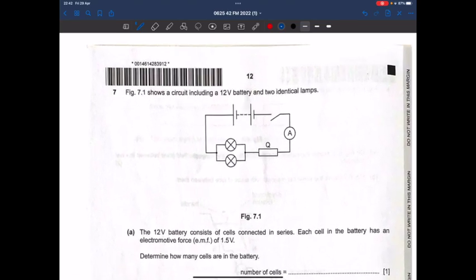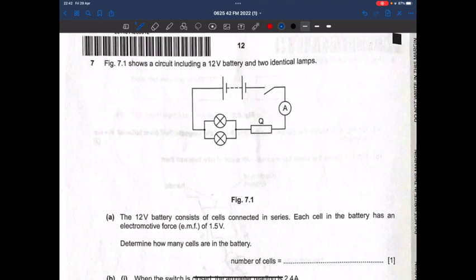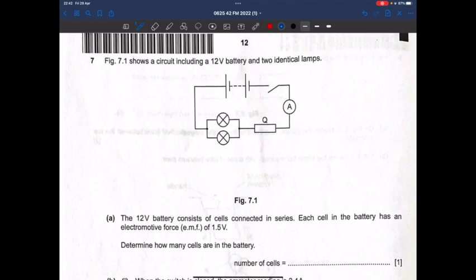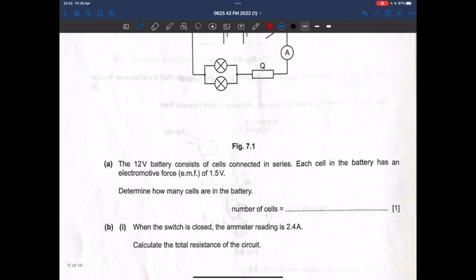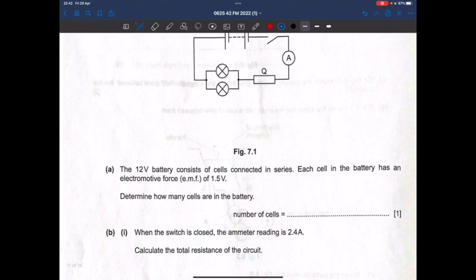That was the end of question 6. In question 7, figure 7.1 shows a circuit including a 12-volt battery and 2 identical lamps. The figure is so clear. The 12-volt battery consists of cells connected in series. Each cell in the battery has an EMF or electromotive force of 1.5 volts. Determine how many cells are in the battery. It's so clear, the battery is 12 and each cell has 1.5 V. So 12 divided by 1.5 is going to give you 8. So I could write here 8 cells inside the battery to give the total EMF of 12 volts.